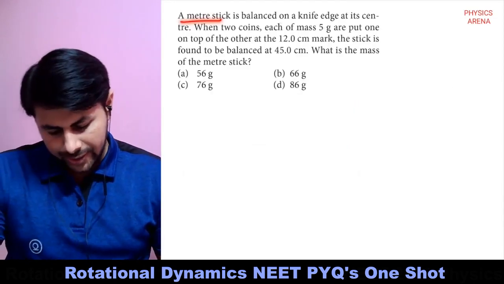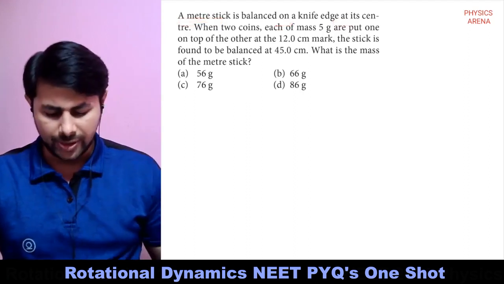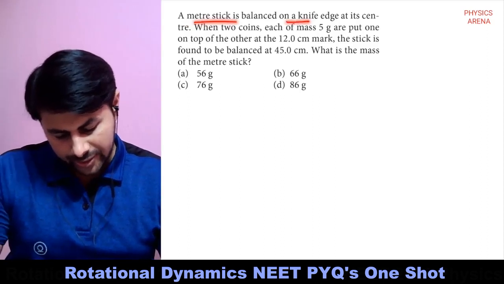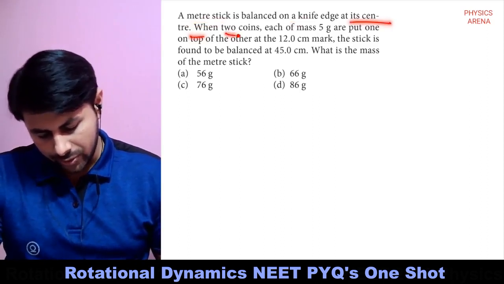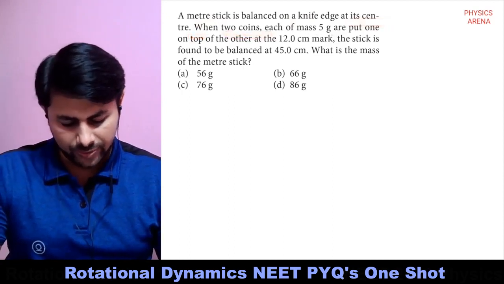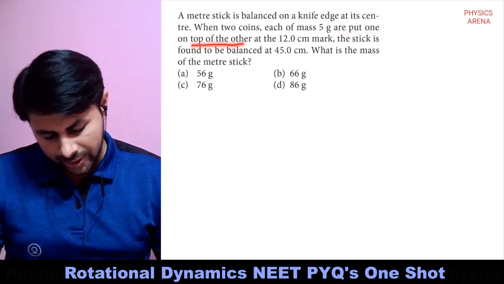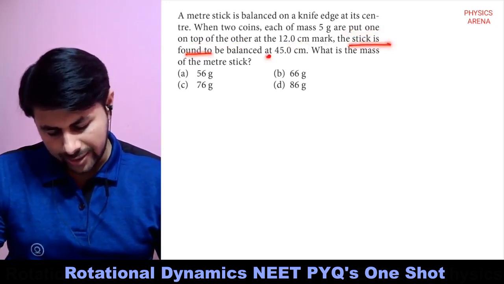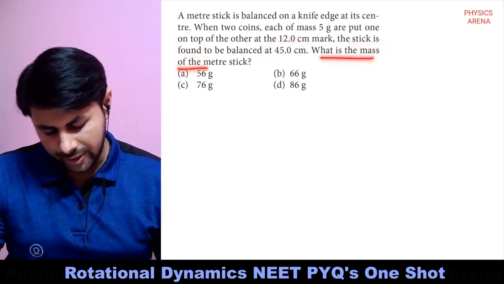A meter stick is balanced on a knife edge at its center. Two coins, each of mass 5 grams, are put one on top of the other at the 12 centimeter mark. The stick is found to be balanced at 45 centimeters. What is the mass of the meter stick?